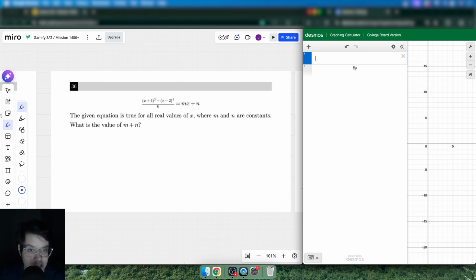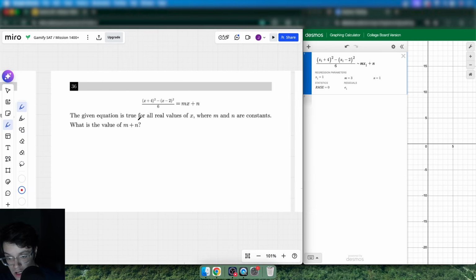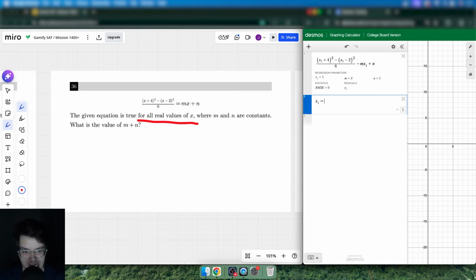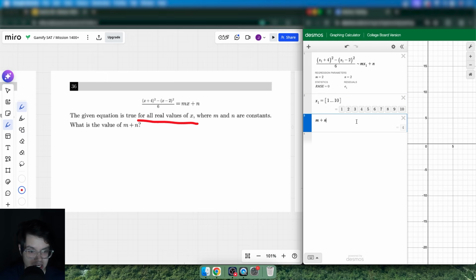Again, pause the video, try out this problem, let me know what you get. Okay, so this is what I'm getting here when I put it into regression form. Again, all real values of x. That's a very common thing for these problems, so don't be surprised if you keep seeing it again and again. So 1 dot dot 10, we get 2, and n is equal to 2 as well. So m plus n would be equal to 4.